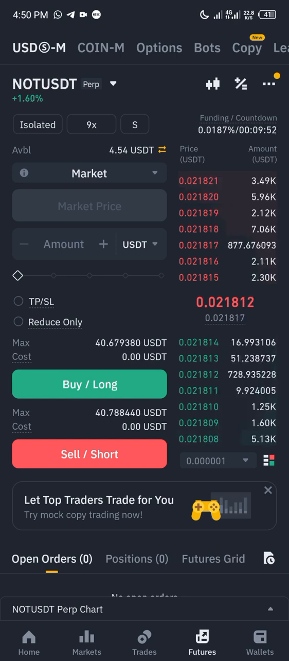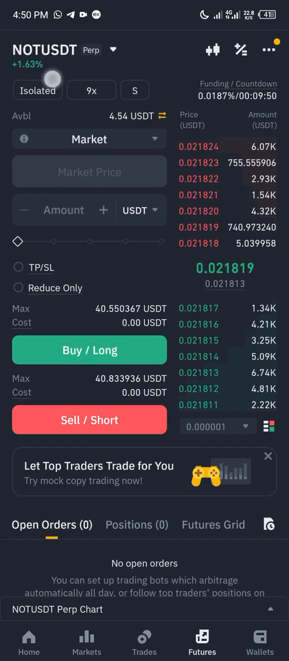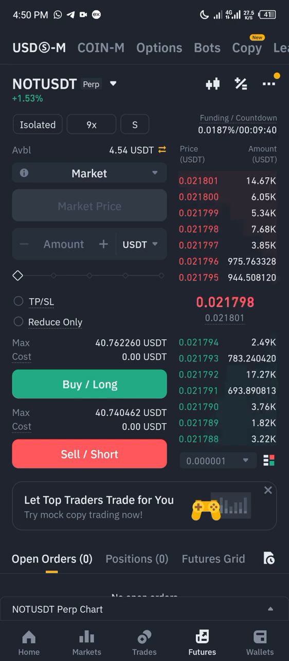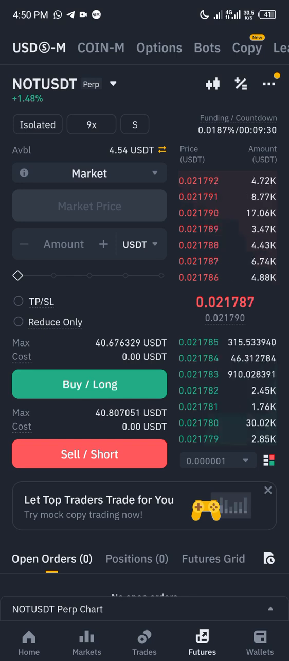The first thing I should tell you guys is this one that I'm touching on my screen. As you can see, I'm having NOT USDT. This is telling me that this is the currency pair I want to be trading with. This is the crypto I want to be trading, which is NOT coin to USDT, and beside it we have PERP, which is perpetual. Let me now explain to you.